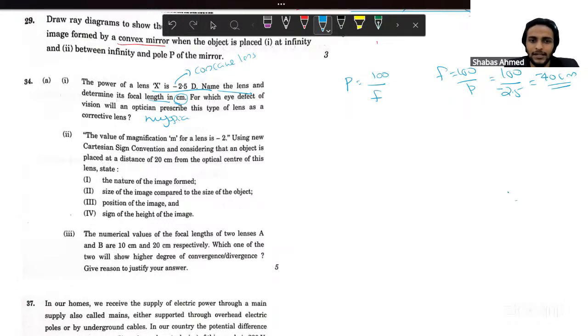Next one, the linear magnification of a lens is -2. Okay, using the new Cartesian sign convention, the object is placed at a distance 20 centimeters. So the magnification is given, that is -2, and the U is negative 20 centimeter. We have to find the nature of the image formed.